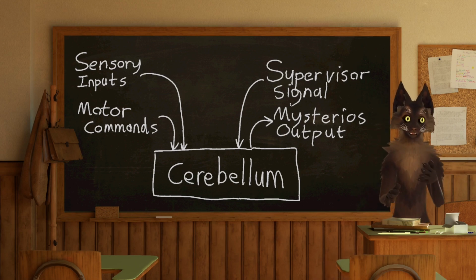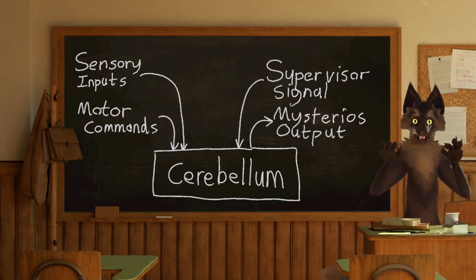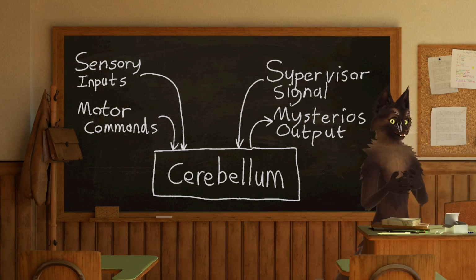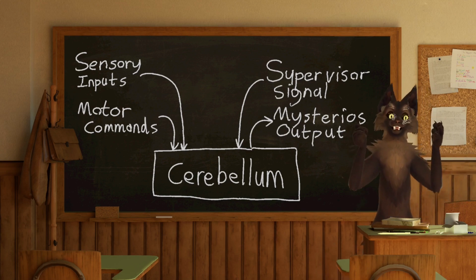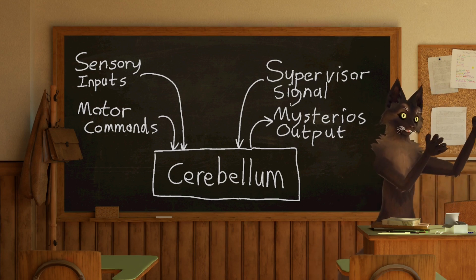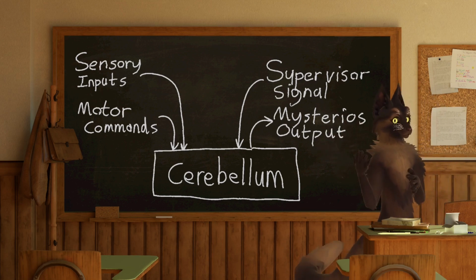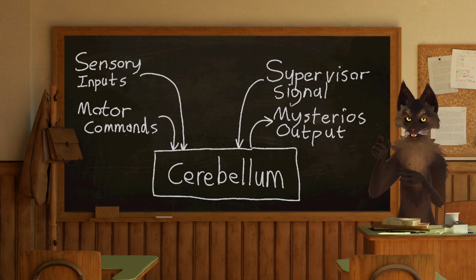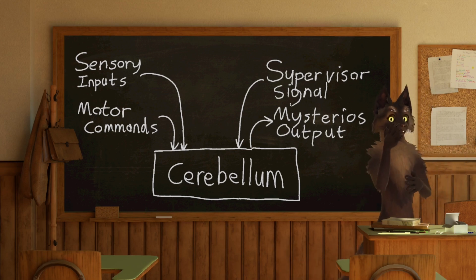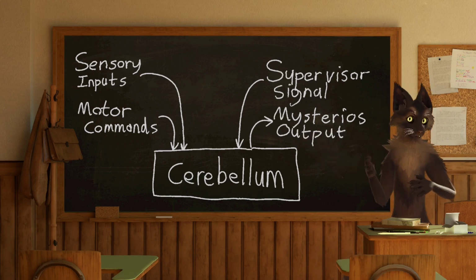The inputs to the cerebellum are the current sensory inputs, what you're seeing right now, and the current motor commands, the actions that you're in the middle of doing. Together, these 2 inputs are called the sensory motor context. And the cerebellum associates the sensory motor context with some value that the supervisor gives to it. And then the next time you're in that exact same sensory motor context, the cerebellum will automatically output the value that the supervisor previously gave to it in that context.